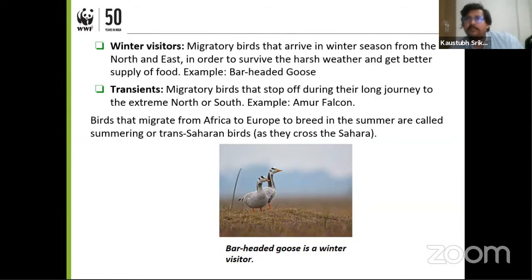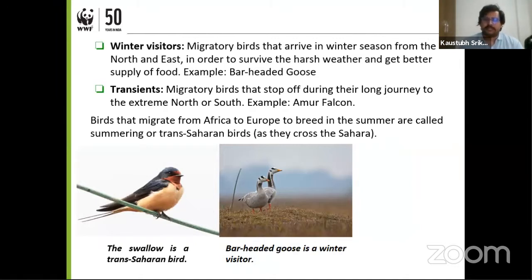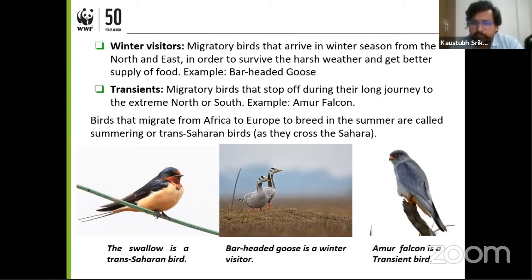And they depend on feeding during these transits, because feeding in abundance will also help the bird fly a longer duration. And there are some trans-Saharan birds like the swallow that would stop at different parts of the world in order to complete their migration. Right, that's your Amur falcon.